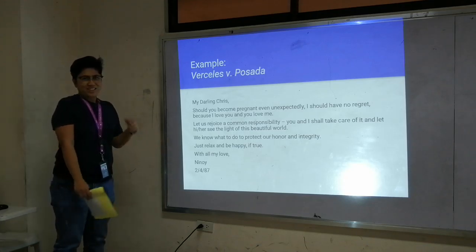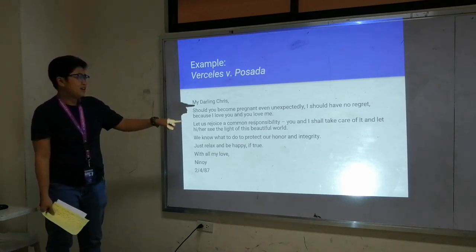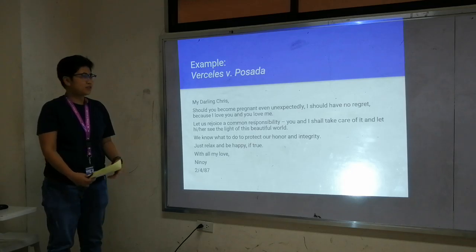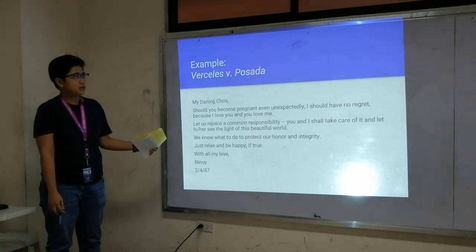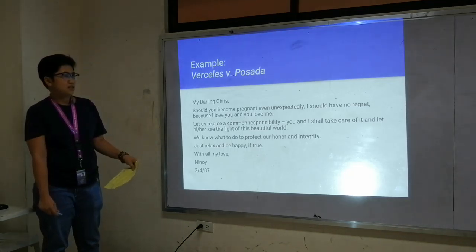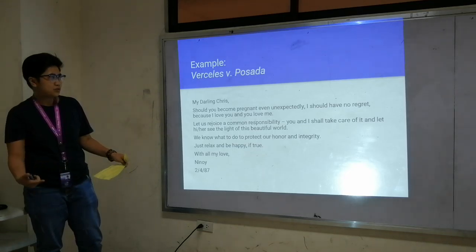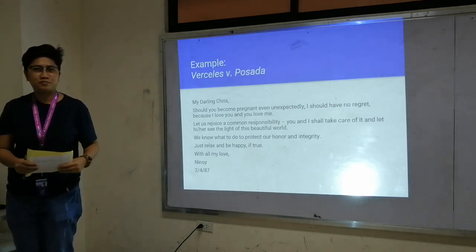So in this instrument, there was an admission on the part of the father about the filiation of the child, so it was accepted as evidence in the court. The next topics will be discussed by my roommates.